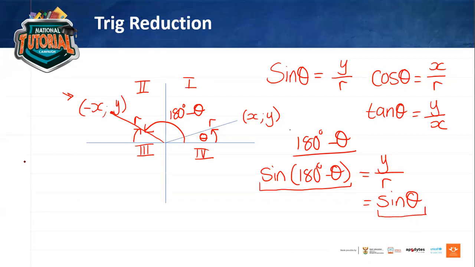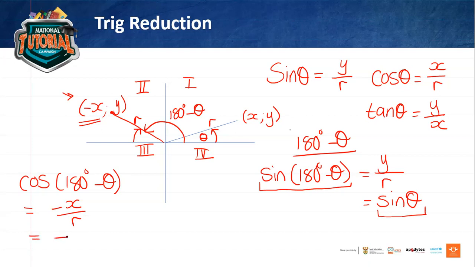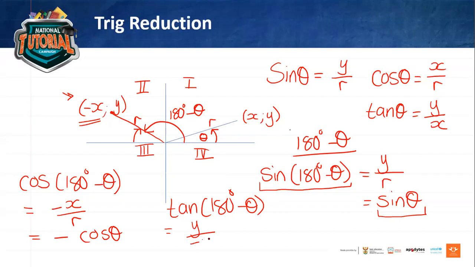If we were to look at cos of 180 degrees minus theta, cos is x over r. But now in quadrant 2, my x is a negative x, and so we end up with negative cos of theta. It's changed sign in quadrant 2. And if we look at tan of 180 degrees minus theta, tan is y over x, so it will be y over negative x in quadrant 2. And so once again, we get negative tan of theta.